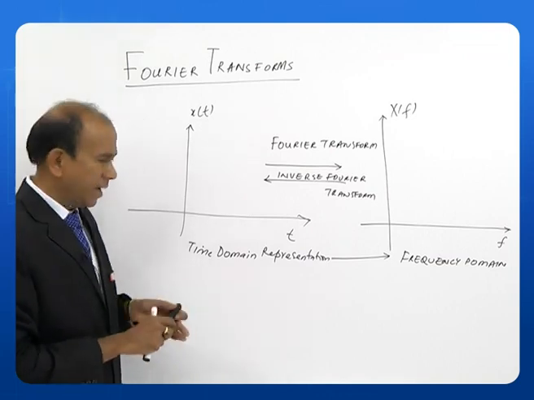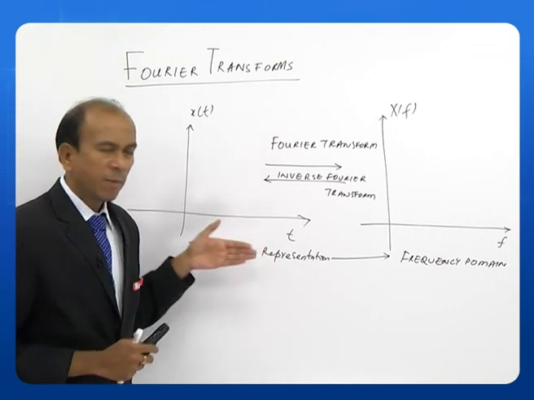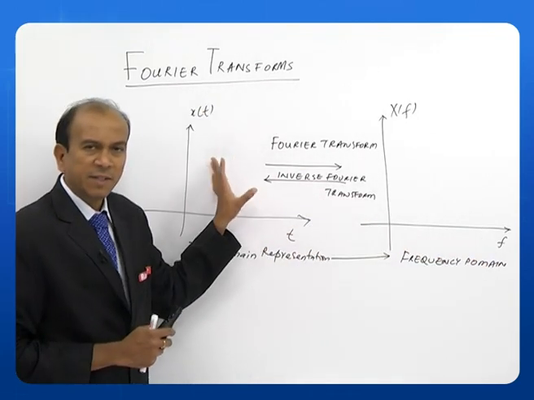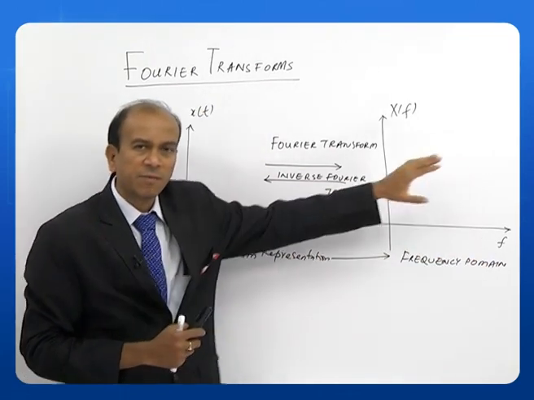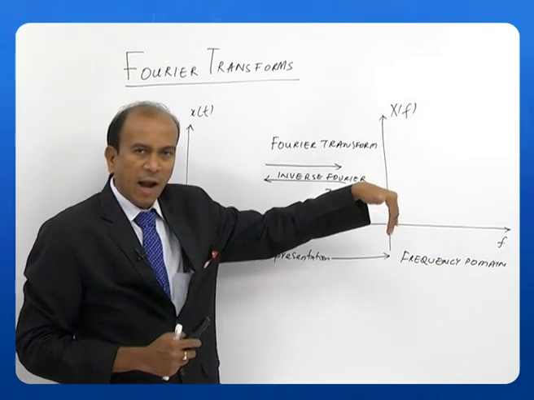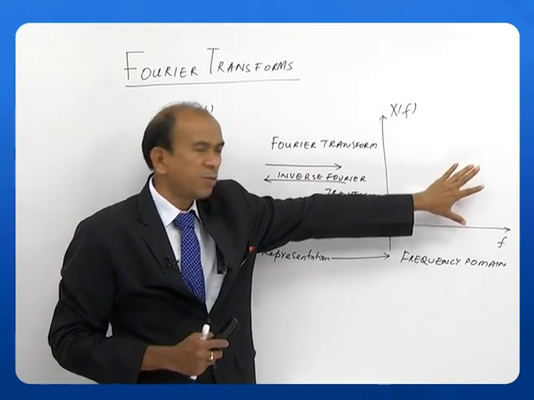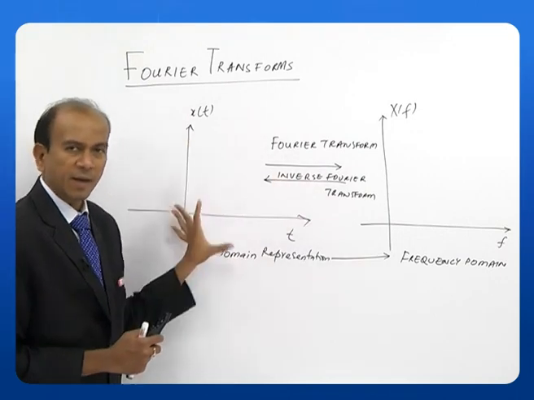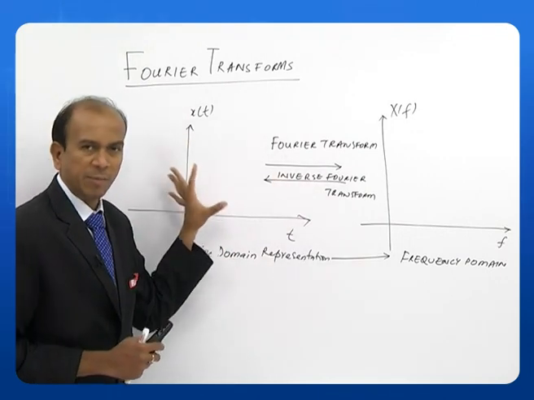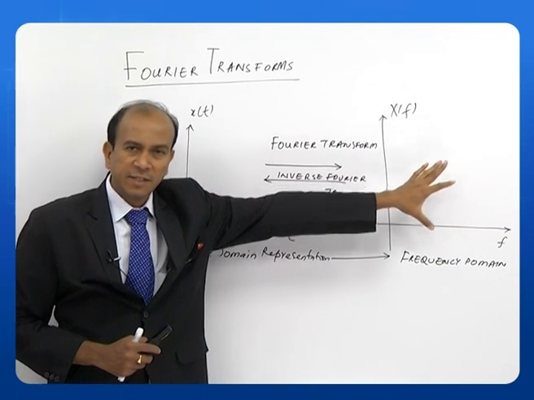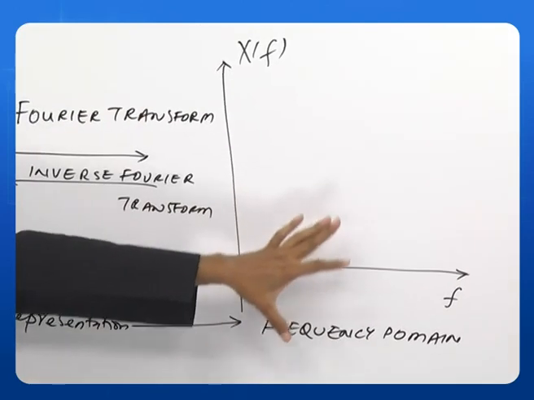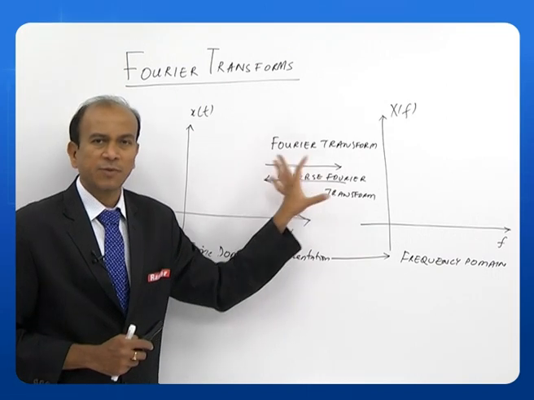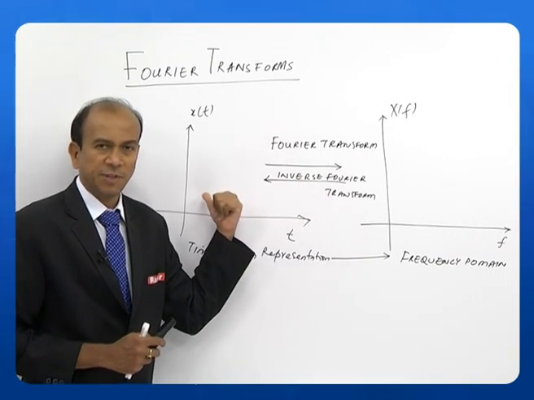So we see here there is a signal in the time domain, which has to be represented in the frequency domain. Given a time signal, we use Fourier transforms to convert it into the frequency domain. And let us say you have a signal in the frequency domain and I want it converted into the time domain. Then I apply the inverse Fourier transform, and I will get the time domain representation.